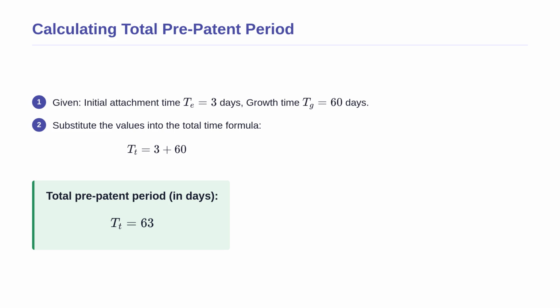Let us finish our calculation to find the total pre-patent period. We will assume it takes an initial time of 3 days for the Cysticercus scolex to evaginate and attach to the intestinal wall. We already calculated our growth time to be 60 days. By substituting these values into our equation, we add 3 and 60. The total pre-patent period is calculated to be 63 days. This means if a person eats undercooked infected pork today, it will take approximately 2 months before tapeworm eggs can be detected in their stool. Testing too early will result in a false negative.